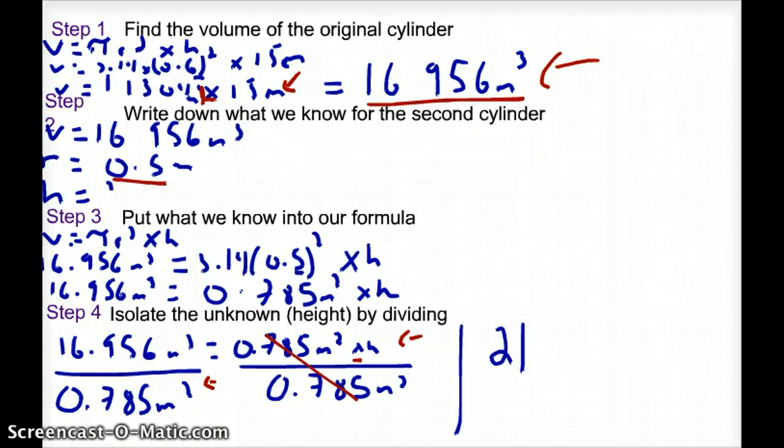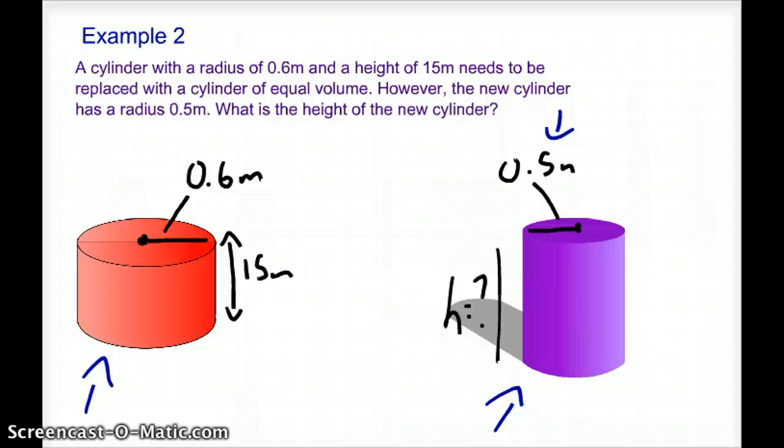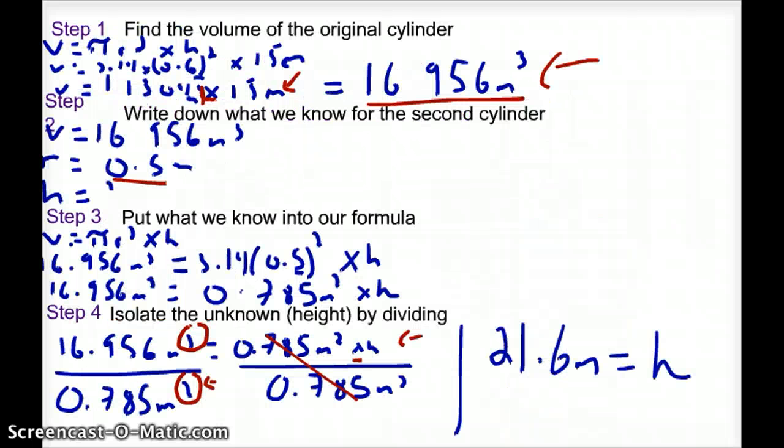21.6 meters. And if you look here, because this is a cubed and this is a squared, whenever you divide exponents, you just subtract them. So 3 minus 2 leaves us with just 1 meter, so it's just 21.6 meters equals our height. Now the last thing you can do if you want to double check your answer is put it back in. If you look at our question, it said, what is the height of the new cylinder? Well, if we know that height is 21.6 meters, let's check it out then.